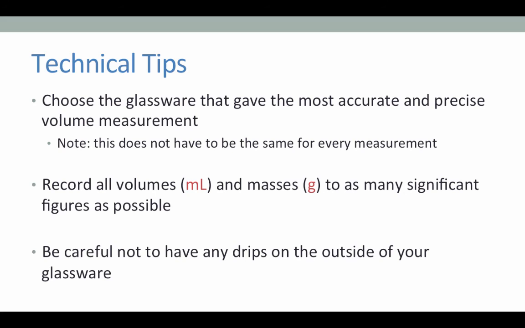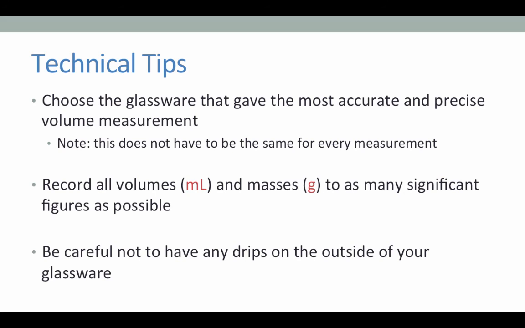Throughout both part 1 and part 2, it's important to record all the volumes in milliliters and all the masses in grams to as many significant figures as possible. This means do not overlook any digits displayed on the balances, record them all. And when using glassware, try to make a guess between the gradations that are on the piece of glassware as to what the next fraction would be, and report that digit as your final significant figure.